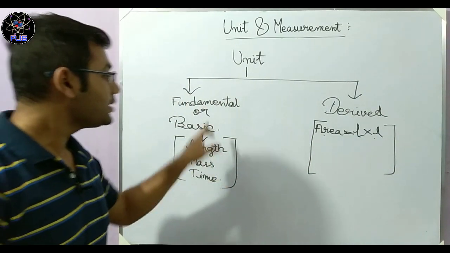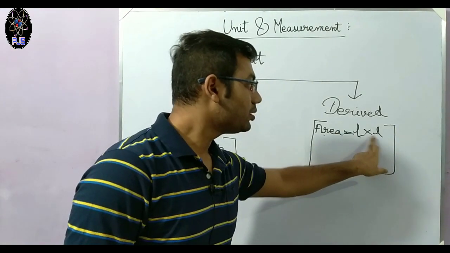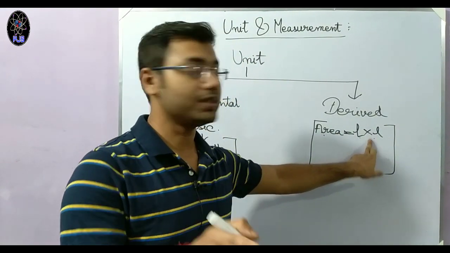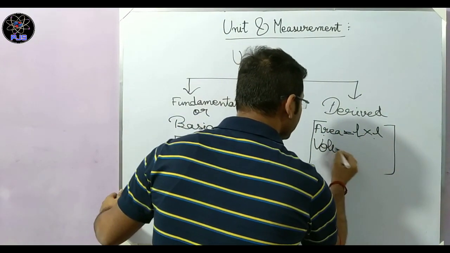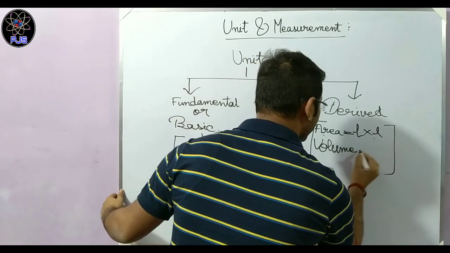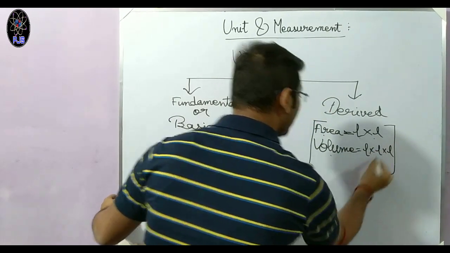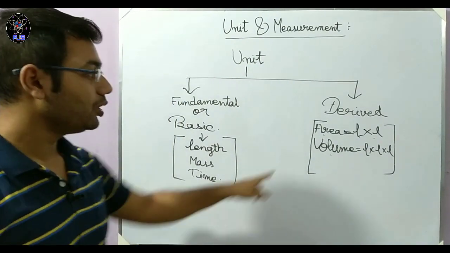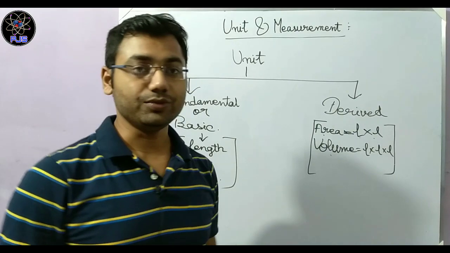Okay, length is the basic unit, and area depends on this basic unit, which is length. Now in case of volume, length into length into length, volume also depends on length. So these types of units are derived units.